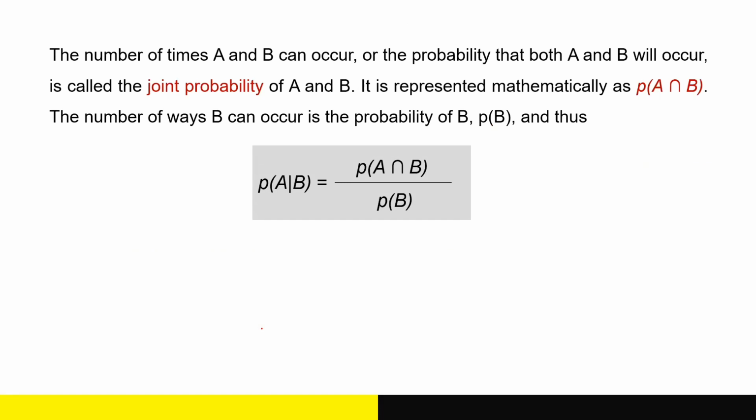The number of times A and B can occur, or the probability that both A and B will occur, is called the joint probability. So joint probability refers to the probability of two or more events happening together, so in this case, events A and B. It is represented mathematically as the probability of events A and B both occurring. The number of ways B can occur is the probability of B. So we have here the equation.